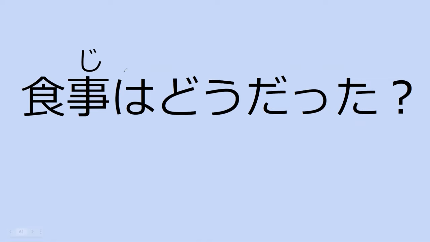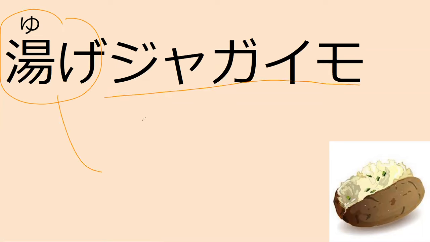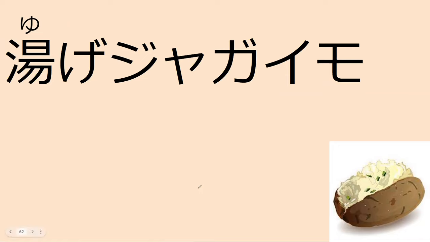Okay. So this right here, 湯気, じゃがいも, this is hot water, like steam, and this is potato. So hot potato in English is what this is called, I think. Hot potato. But it's steamed potato in Japanese. 湯気, じゃがいも. I'm not going to force you to remember what the food names are. If you don't know, just say food whenever you hit a food when translating.